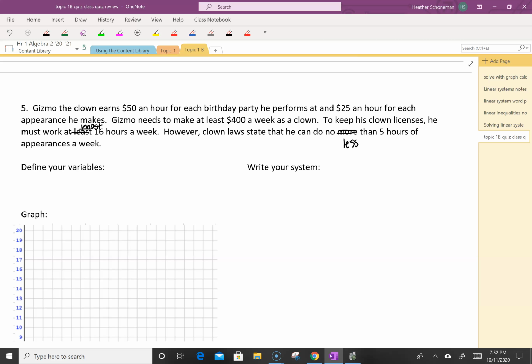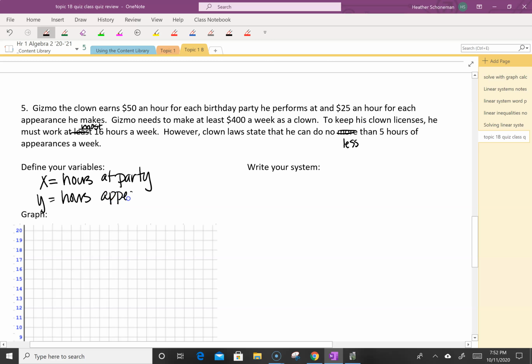Okay, so let's see if we can figure this out. We know there's 2 things he can do. The first is he can work the party, so the first is the hours at the party. And the other thing he can do is the hours making appearances.